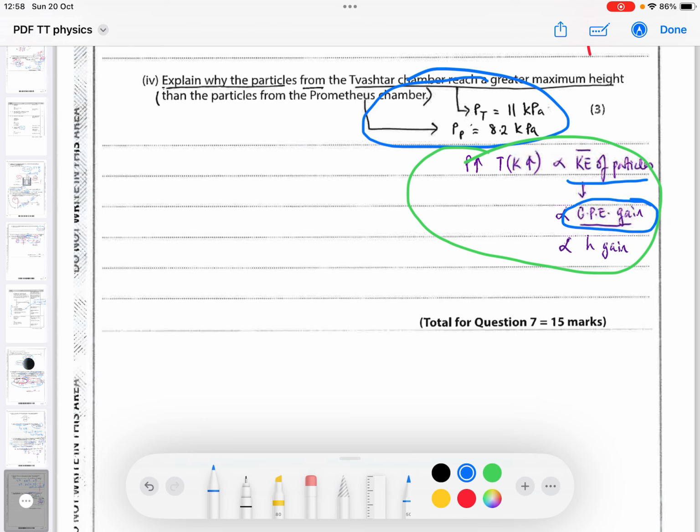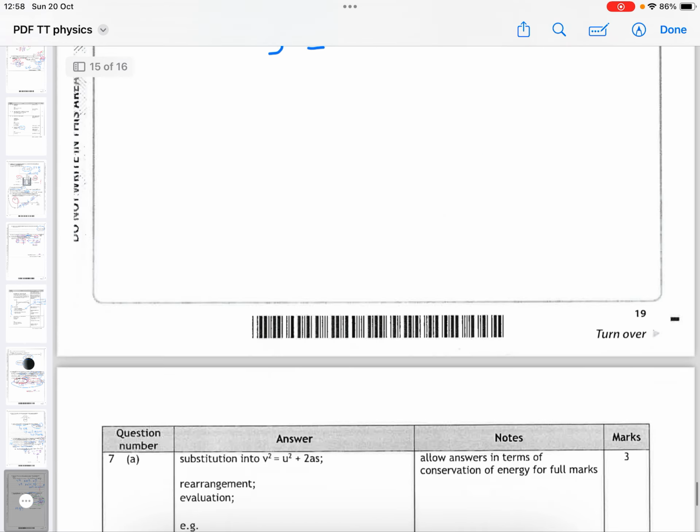gain. And remember, potential energy is mgh, and they're the same particles. Yeah, gravity doesn't change. The only thing that will gain will be the height will increase. So that's how you got to break down the answers into getting the marks. And that's the end of the question.